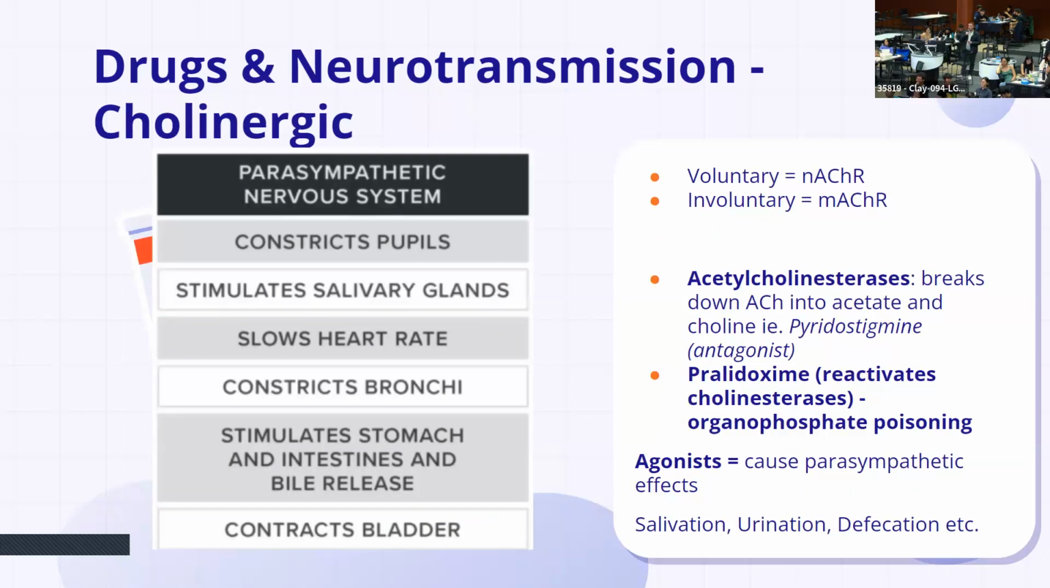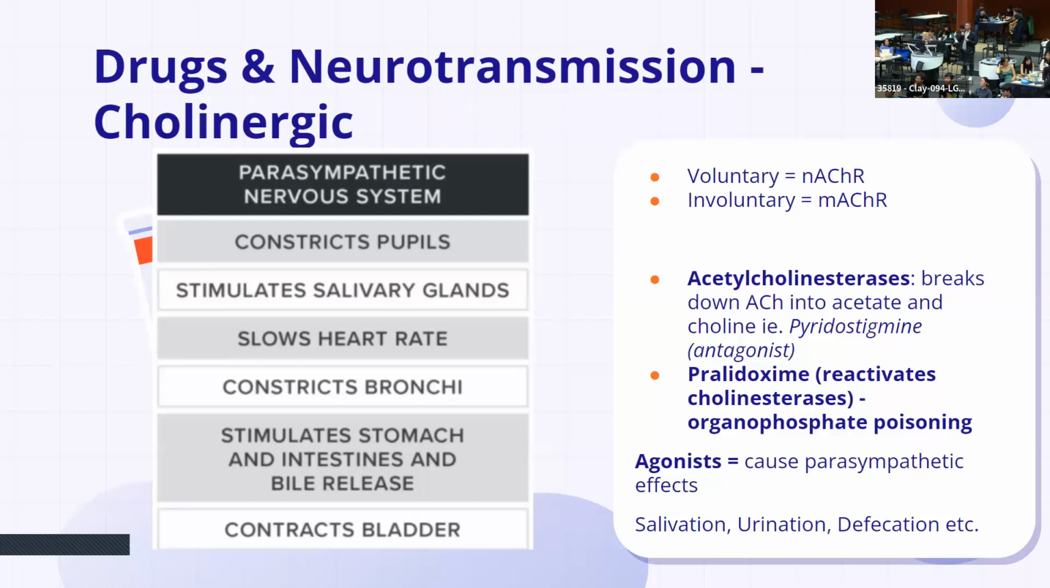Okay, so in terms of our parasympathetic nervous system, the way you can remember it is SLUD: salivation, lacrimation, urination, and defecation are the ones that are our parasympathetic. Our voluntary skeletal muscle is always nicotinic, but for parasympathetic, we don't think about our parasympathetic nervous system. So it's a muscarinic receptor, mAChR, which just means muscarinic acetylcholine receptor.